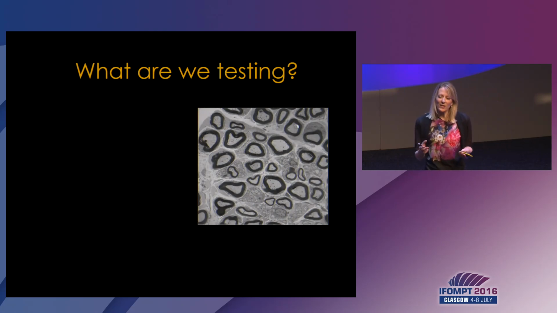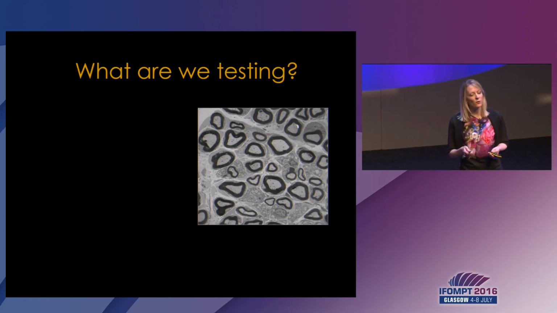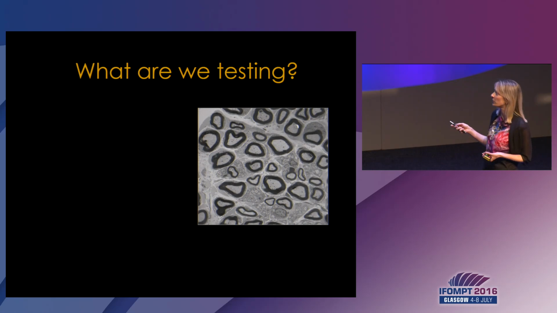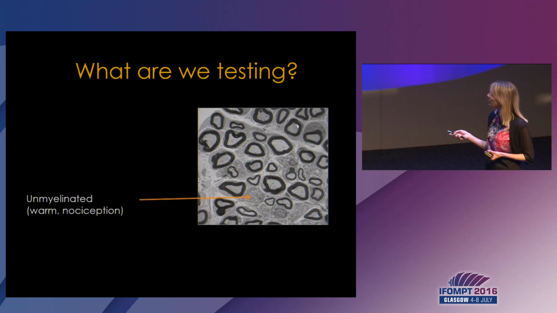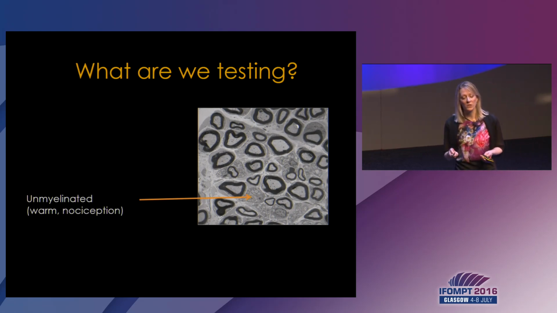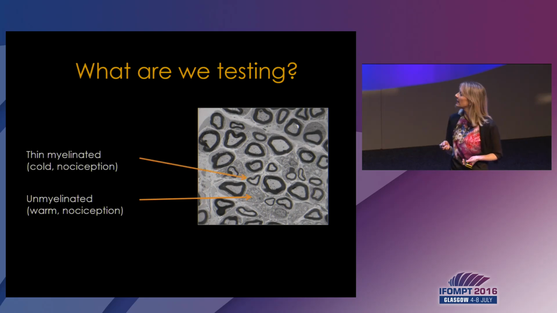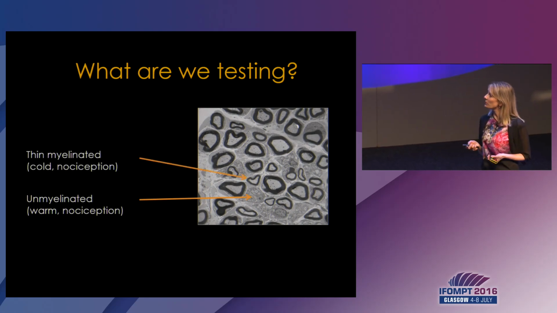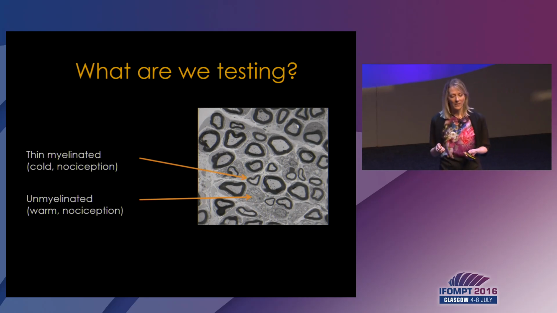Now, in order to answer this question, I would like to take you back to the actual anatomy of a nerve trunk. And this is an electron microscopy image that I took of a sciatic nerve of a rat. And you can see that we have a lot of different nerve fibers within the peripheral nerve trunk. We have the thick myelinated big axons, and then we have small unmyelinated axons, for example, C fibers, which are responsible for warm sensations or nociceptions. And we have the thin myelinated nerve fibers, which mediate cold and nociception.